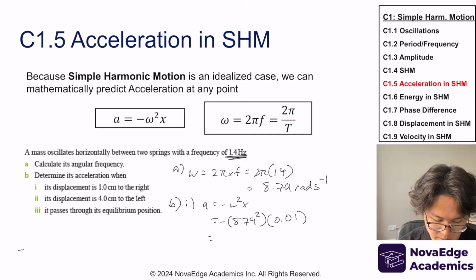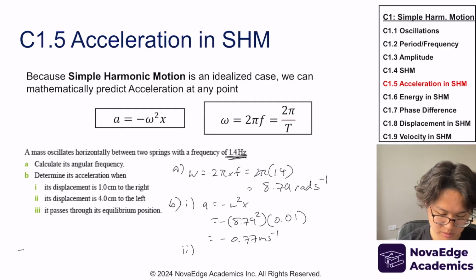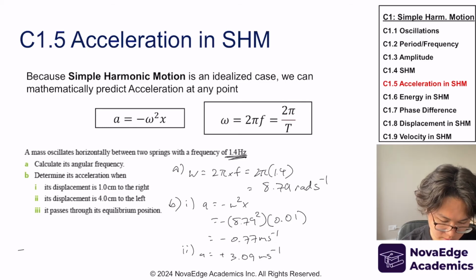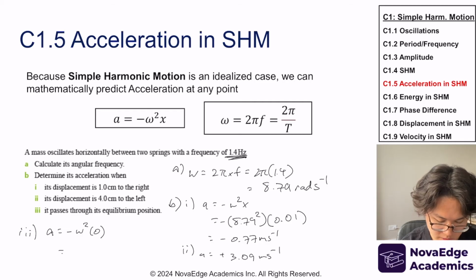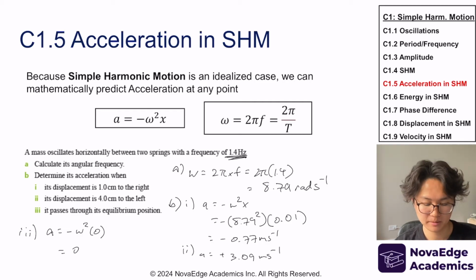Acceleration is minus 0.77 meters per second squared. I can do that for this one. Displacement is 4 to the left. So that's going to be positive. Okay, and last but not least, it passes through its equilibrium position. At displacement equals 0, acceleration is also 0. Okay, so I hope you got the same answers as me.